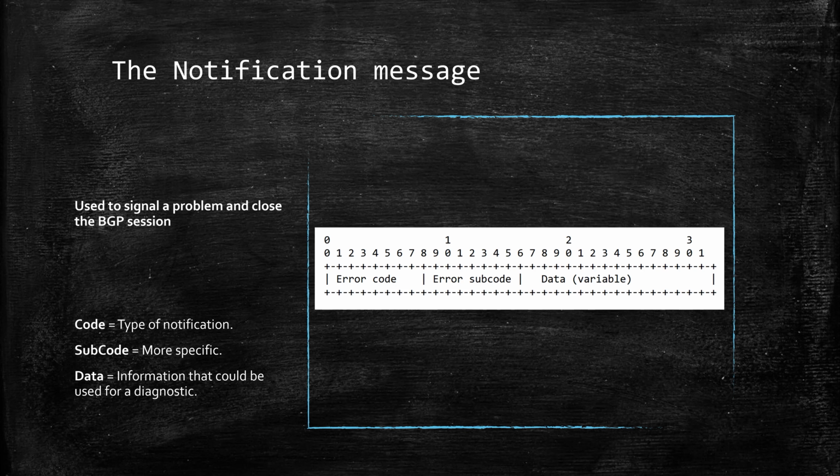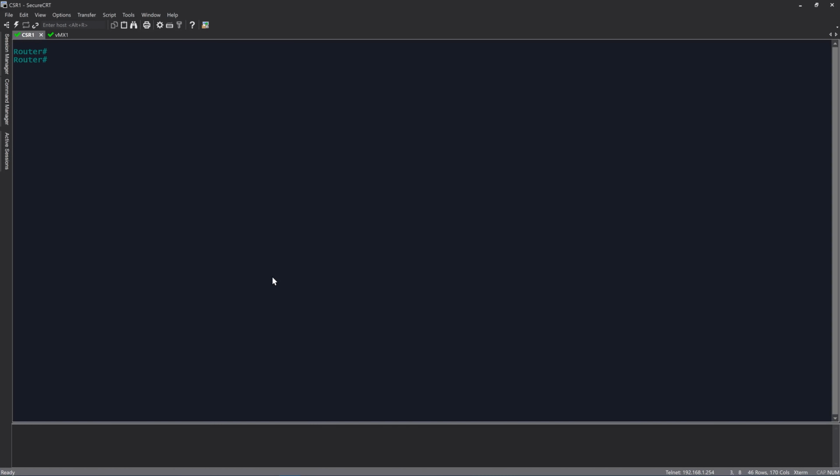The notification message is sent when an error condition is detected. This message causes the BGP connection to close immediately. In addition to the BGP header, the notification message has 3 fields. A code which indicates the type of notification, the subcode further indicates the nature of the error, and the data provides additional information for diagnosis. So let's get back to our routers.